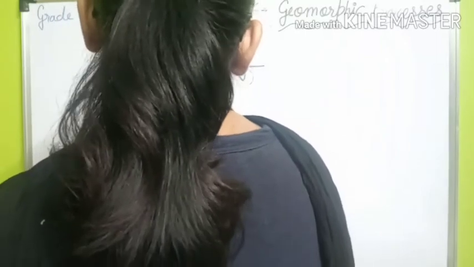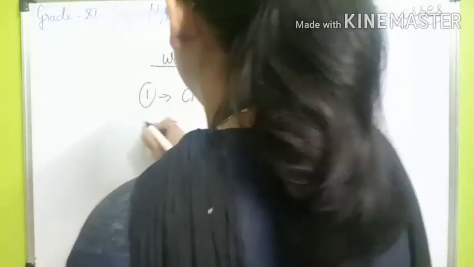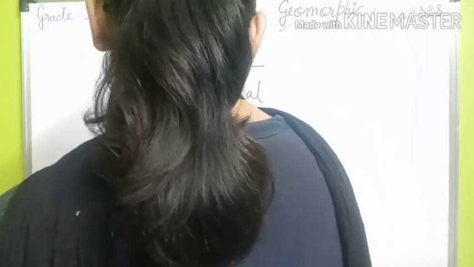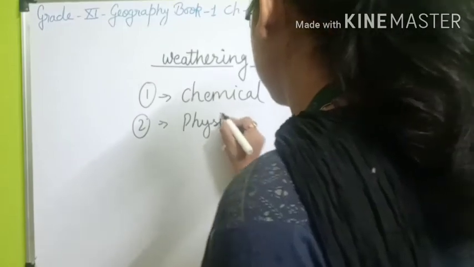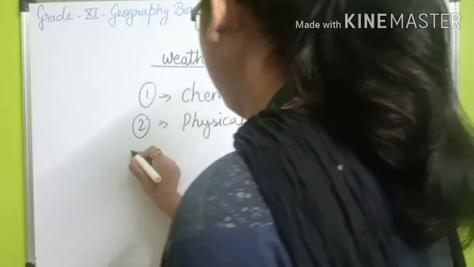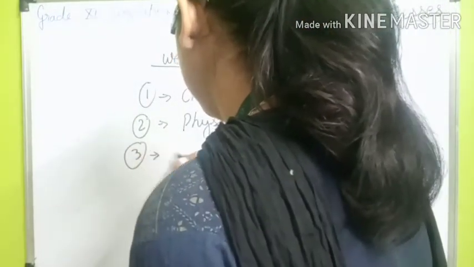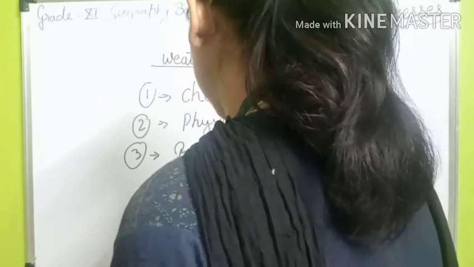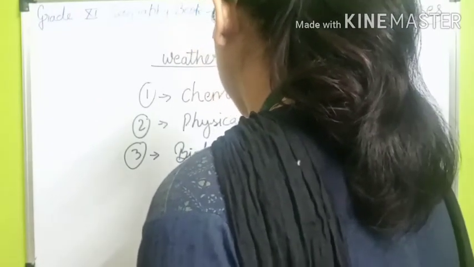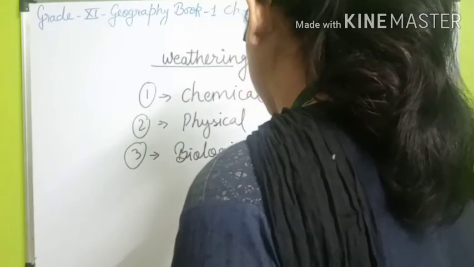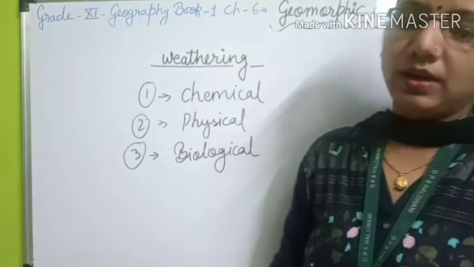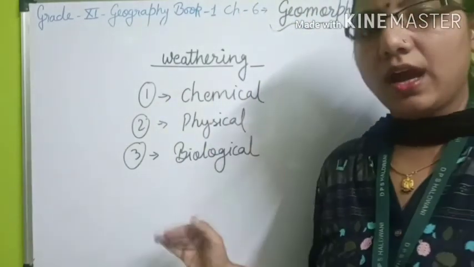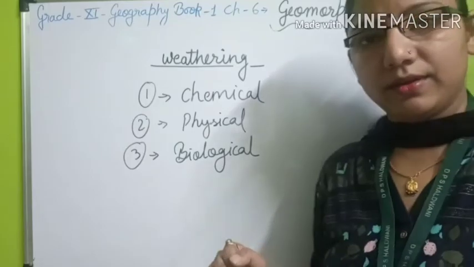The first group is chemical, the second is physical, and the third group is biological. So students, let's see what these groups are one by one.